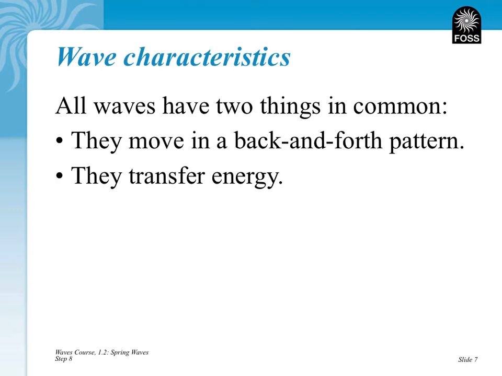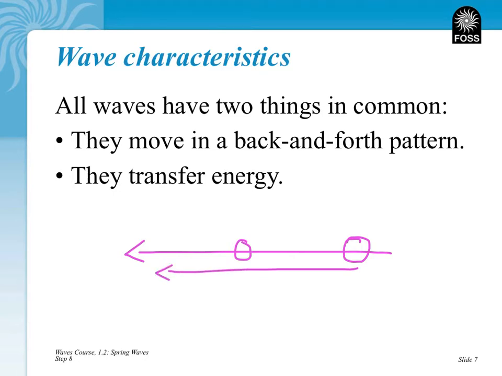All waves have two things in common. The first thing they have in common is that they move back and forth. Doesn't matter what type of wave, but they move back and forth. So in this direction was where Corbin was sending the energy to Hannah, but they also transferred energy. You might remember that the compression that was here and here eventually reached Hannah. So they carry the energy that was from Corbin's hand.